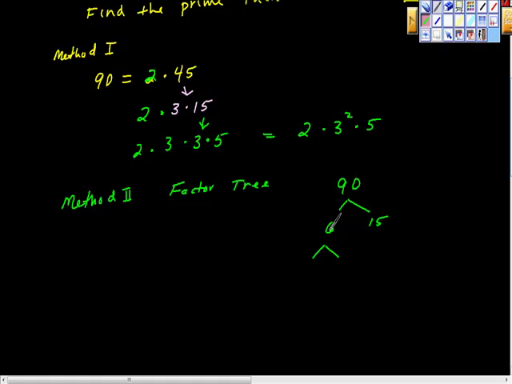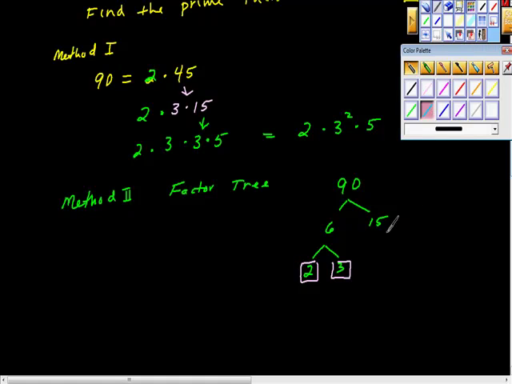So what are two factors of 6? 2 and 3. Are 2 and 3 both prime? Yes, they are. So we're going to get this one here and this one here. These are both prime, so I'm setting these aside.